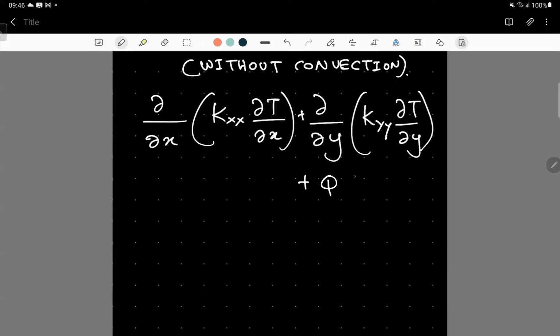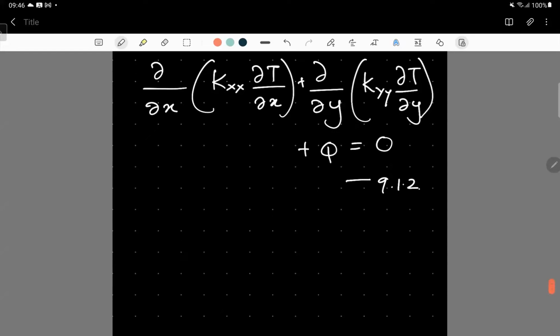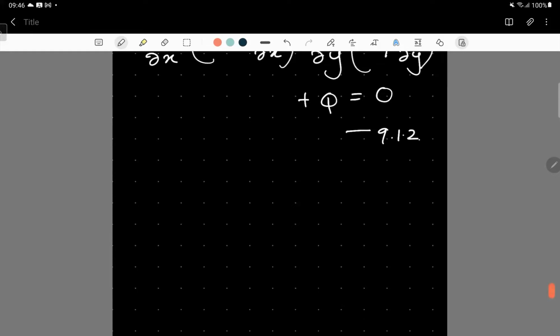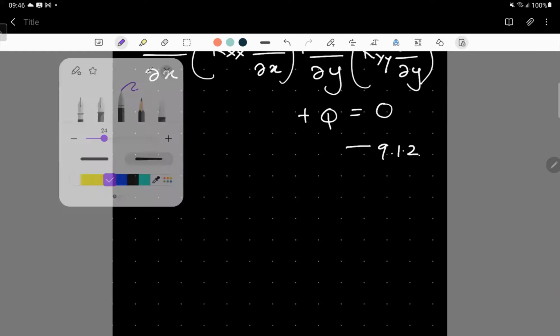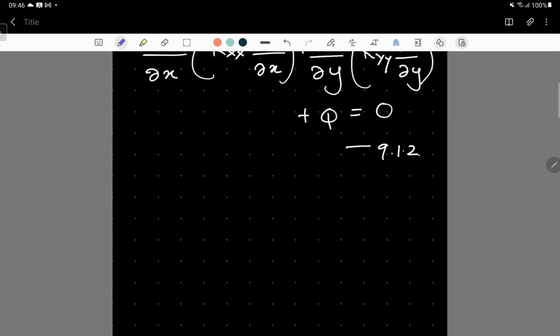Whatever heat is generated or rejected in the system is equal to 0, because we consider the transient term to be 0, that is the steady state condition. If we consider the boundary conditions, maybe it's good if we can draw a schematic for you to visualize what we have done here.